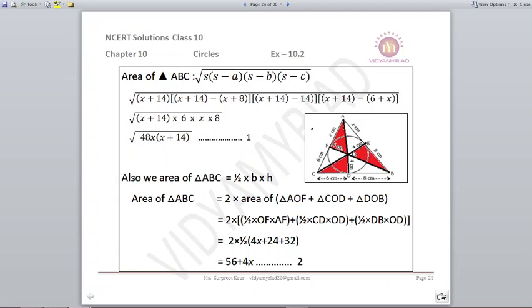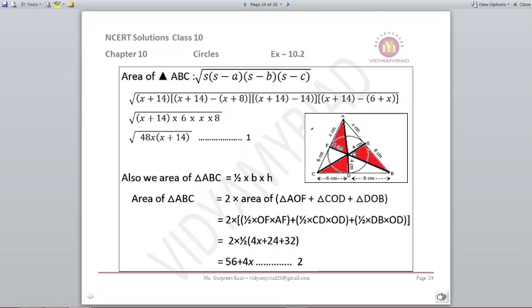We also know that there is one more way of finding the area of a triangle, that is half into base into height. If I look at this figure, looking at the red color only, there are 3 triangles and there are further 3 triangles, white and red portions. So I will multiply that with 2. So 2 into area of triangle AOF plus triangle COD plus triangle DOB, to find our answer easily. After solving this, we will get 56 plus 4x, that is equation number 2.